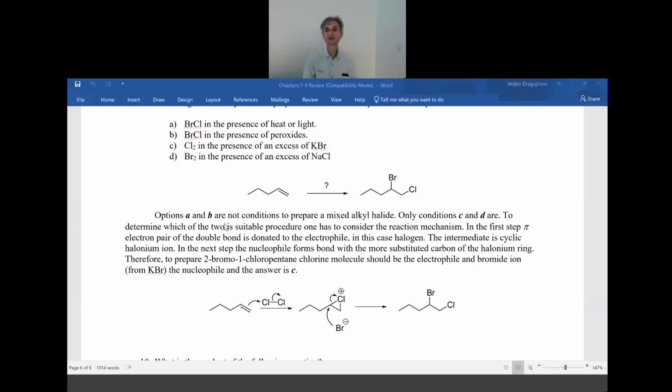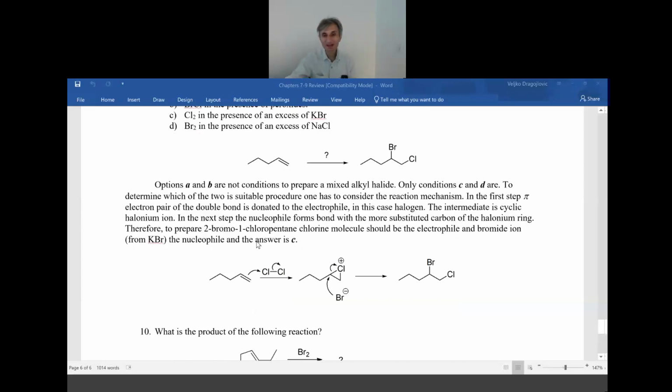And so the question is, which one do we need? And we need cyclic chloronium ion because bromine ends up on more substituted carbon. When cyclic chloronium or bromonium ion is formed, then the nucleophile in backside attack forms a bond to the more substituted carbon. So if bromine ended up on the more substituted carbon, that means bromine has to be a nucleophile.